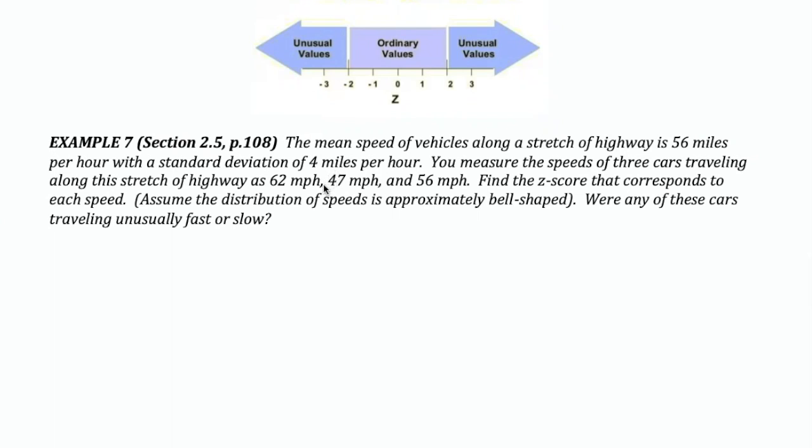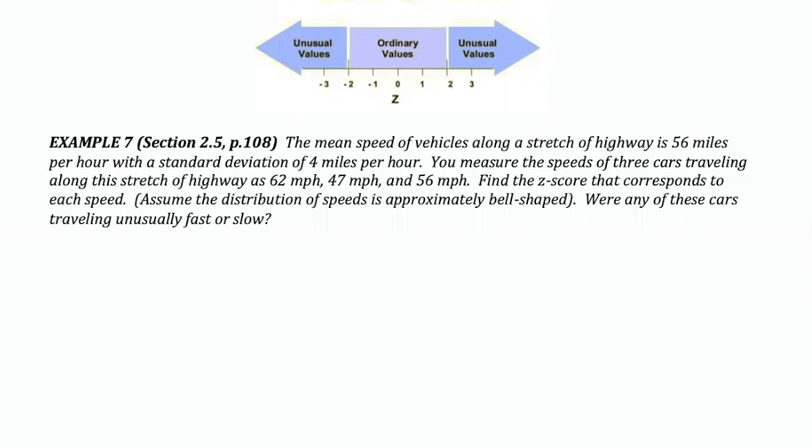So now we can actually use a z-score to locate the position of a particular piece of data within the data set. So in this example, the mean speed of vehicles along a stretch of highway is 56 miles per hour with a standard deviation of 4 miles per hour. You measure the speeds of 3 cars traveling along this stretch of highway as 62 miles an hour, 47 miles an hour, and 56 miles an hour. Find the z-score that corresponds to each speed.